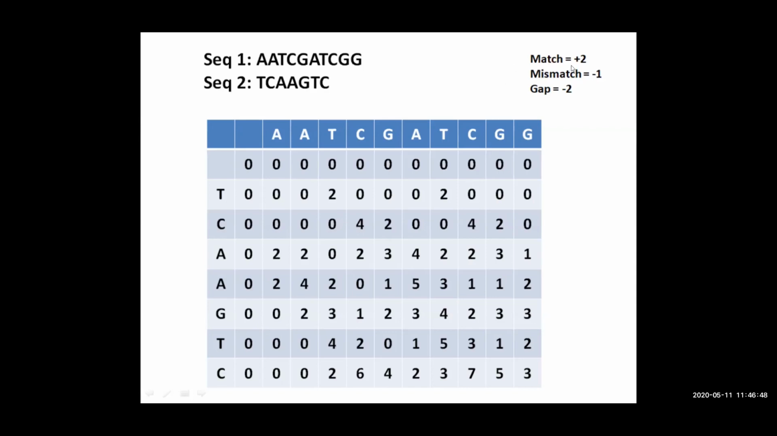Match score +2, that means it is very similar. Matching means highly similar, so it is +2. Mismatch means no similarity, so there is a negative score because there is no similarity. And gap is harder dissimilar, so there will be a more negative score, -2. So that is the scale that we are taking.